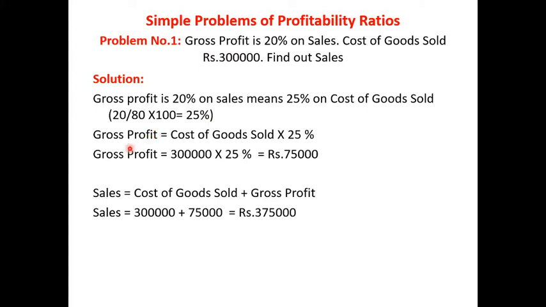Next, gross profit is equal to cost of goods sold into 25%. So cost of goods sold, that is given in the problem, 3 lakh into 25%, 75,000 will come. Then sales is equal to cost of goods sold plus gross profit. Cost of goods sold is 3 lakh, gross profit we have calculated 75,000. So sales is rupees 3 lakh 75,000.